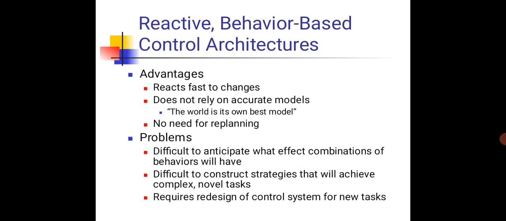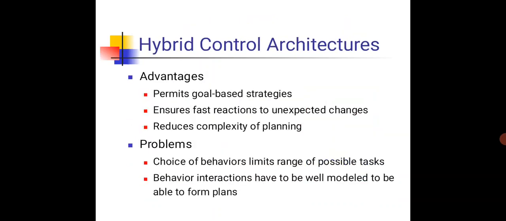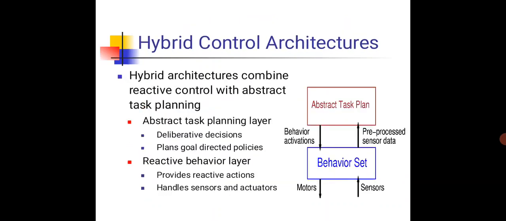Suppose the robot has to perform a new task. And the third architecture is the hybrid control architecture. This will have the combination of reactive control with abstract task planning. So we have an abstract task planning layer and a reactive behavior layer.